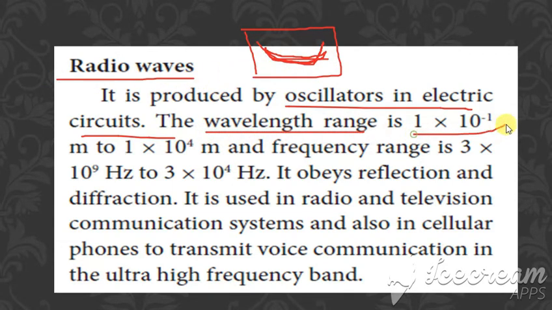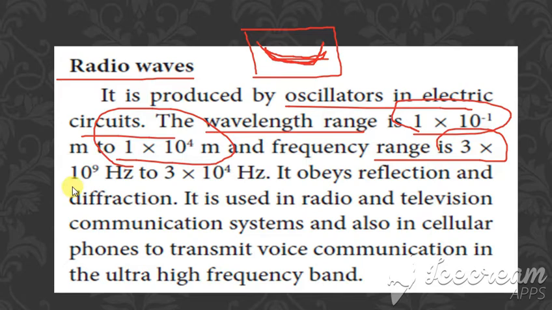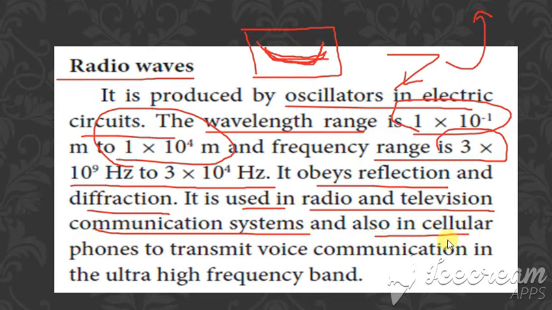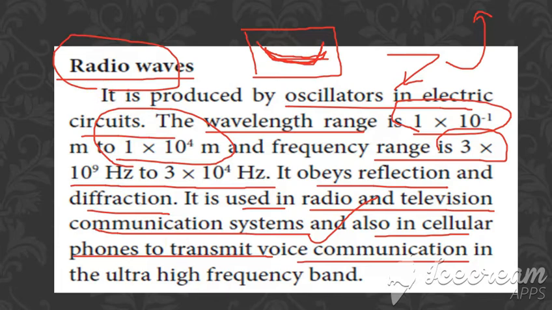The wavelength range is 1 into 10 power minus 1 to 1 into 10 power 4, and the frequency range is 3 into 10 power 9 to 3 into 10 power 4. It obeys reflection and diffraction. So it is being reflected and also diffracted. It is used in radio and television communication systems and also in cellular phones to transmit the voice signals. So all the signals are being transmitted only with the help of radio waves.